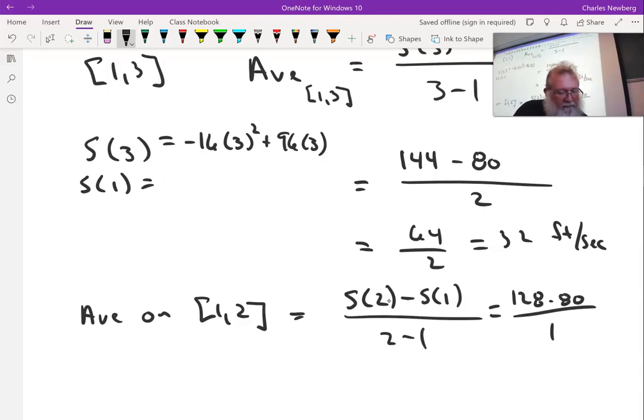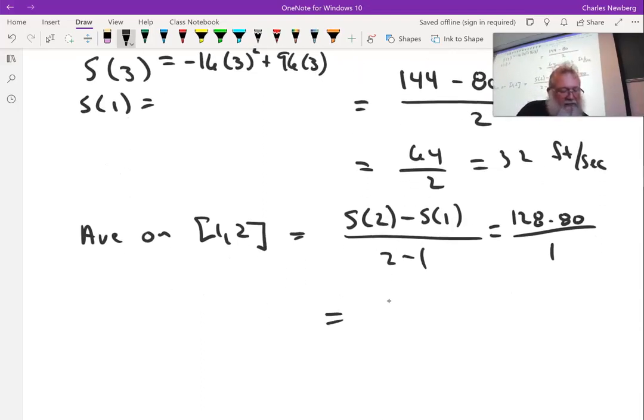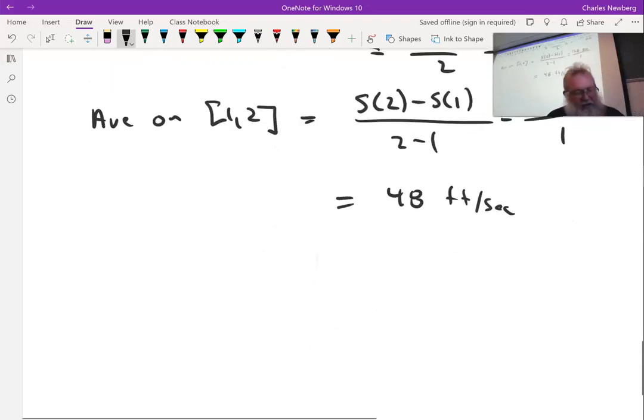Over what? 1. 128 minus 80 is what? 48. And dividing by 1 is just 48. So what would the units be there? Feet per second. So is its average higher? It is, right? So it changed its location by 48 feet per second over that interval. And it's going faster over that interval. So what's happening? It's starting to slow down, right? What's making it slow down? Gravity.